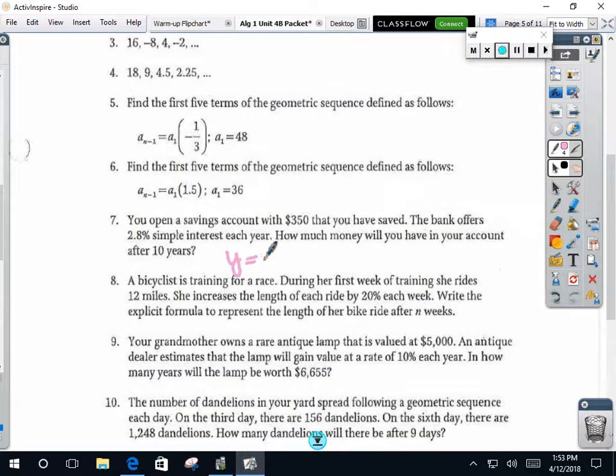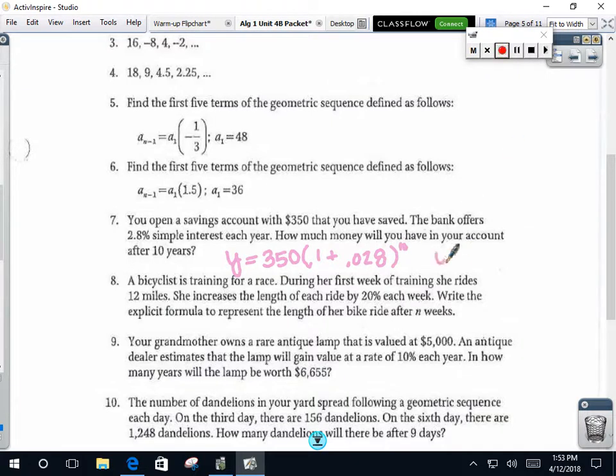Y equals, what did you put for your A value? And then is it a growth or a decay? So 1 plus, what's the percent? Right? And then after 10 years. And so what is in your savings account after 10 years? No, it's not.